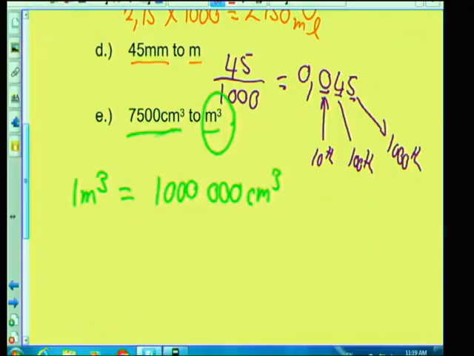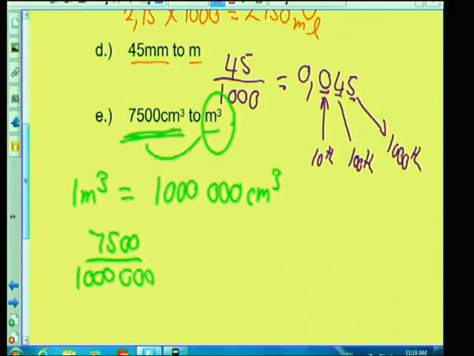Remember, we did 100 by 100 by 100 to get the cubic, and that says 100 times 100 times 100 is 1 million. So 1 million is 1 meter cubed. So how are we going to deal with this one? We've been given centimeters cubed, and we want to get to meters cubed. Well, meters cubed, it's just divide by 1,000 and then divide by 1,000 again. So what we're going to do is say 7,500 divided by 1 million. Three zeros and another 3 zeros.